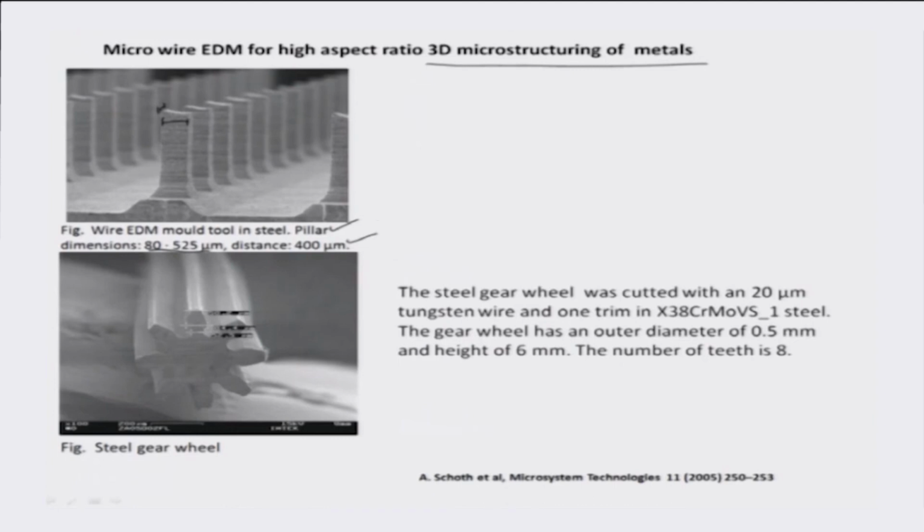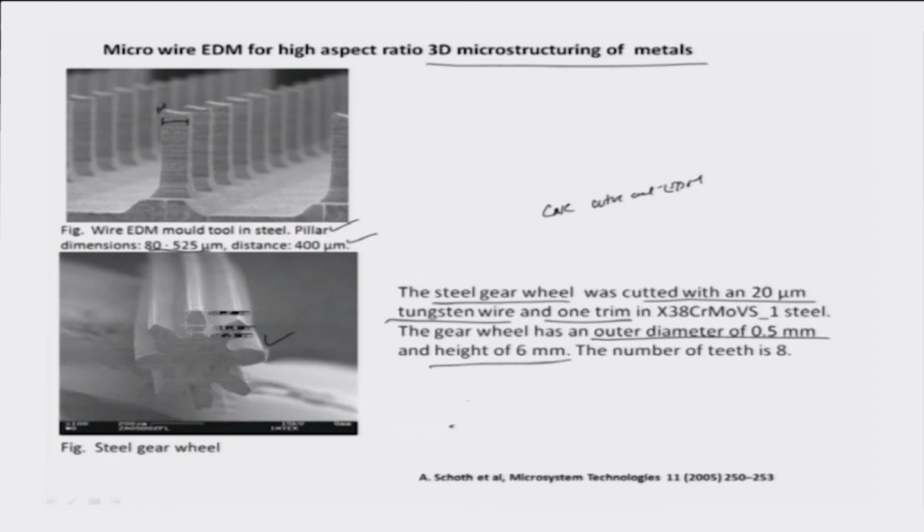This again is a steel gear assembly. Okay, it's a steel gear wheel cut with a 20 micron tungsten wire, with one trim using the CNC wire cut EDM process, as had been illustrated earlier. The gear wheel has an outer diameter of only about 500 microns, so that's how small this gear is, and a height of about 6 mm.